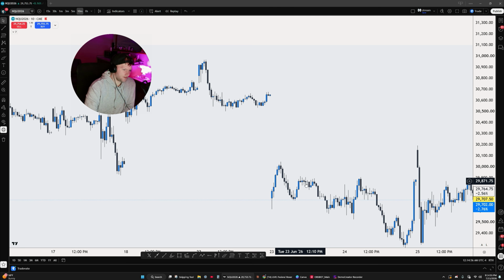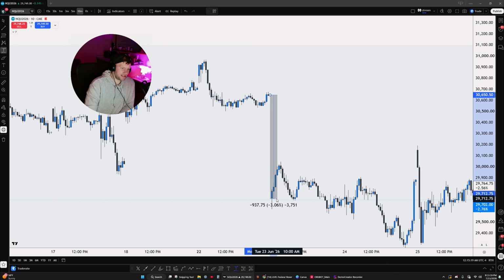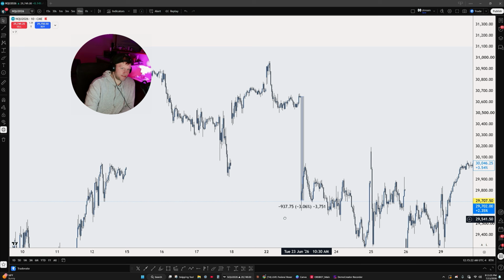So right here, price had a really big gap down. On Monday, it closed at this price point. Tuesday, the next day, it opened way down there. So that is a really significant gap because of how big it is. That is almost a 1,000-point gap right there.